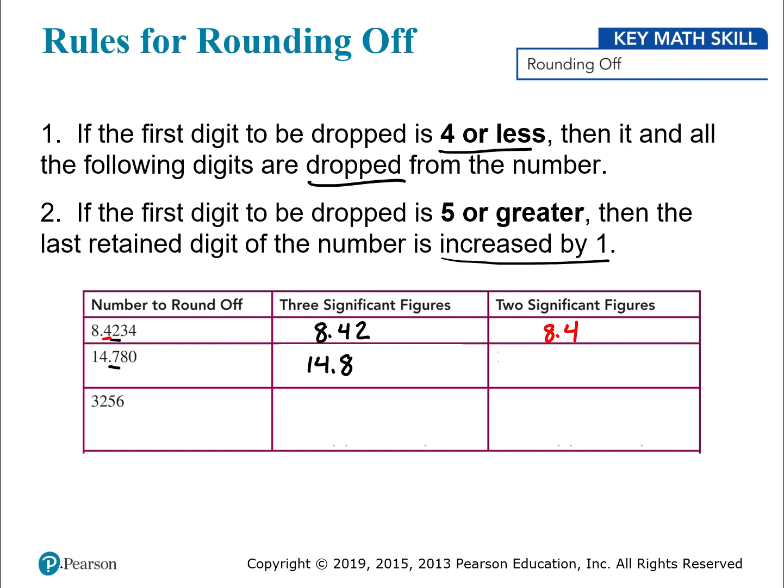If we wanted 2 significant figures, the 4 would be our last retained digit, and we'd be looking at the 7 to see whether or not we're going to bump it up or drop. 7 is 5 or greater, so we're going to bump it up. For 2 significant figures, you're going to write 15.